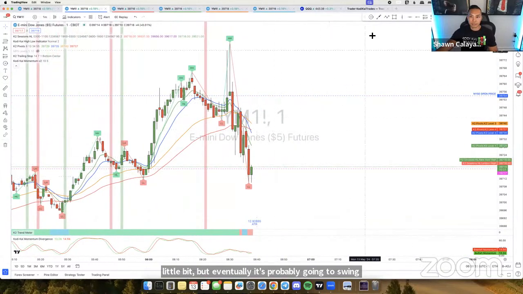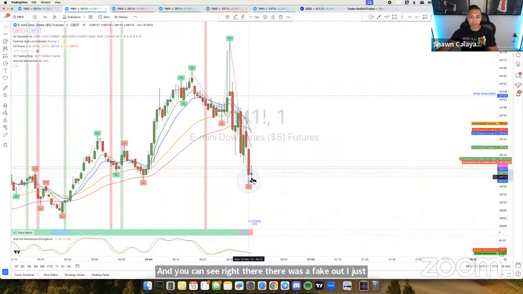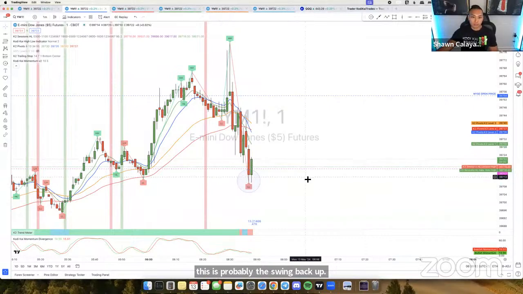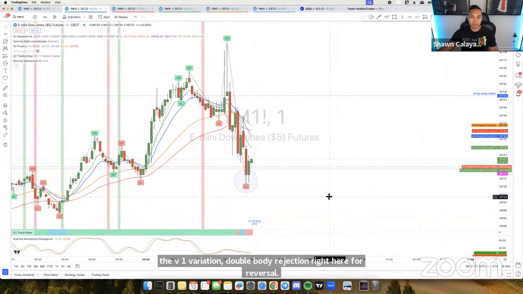And you can see right there goes the fake out I just mentioned. So double body rejection right here. This is a reversal pattern. If this candle closes green, this is probably going to swing back up. All right, so we got the candle here closing green. You have the V1 variation double body rejection right here for reversal. We'll see if this fake out here plays through just like we anticipated.